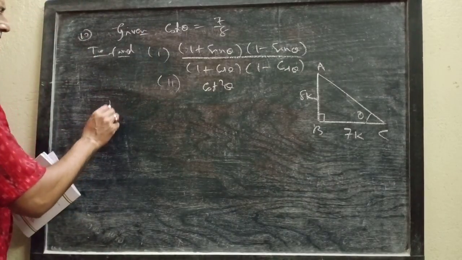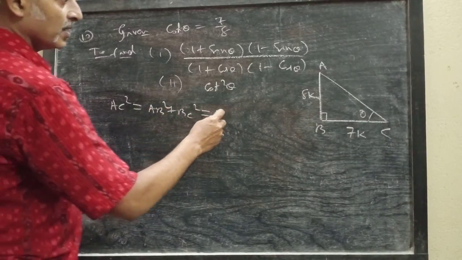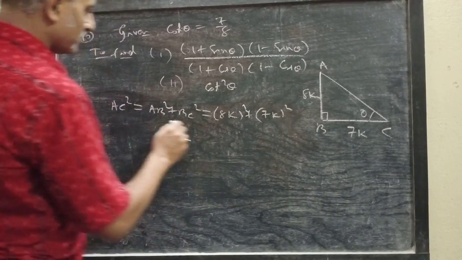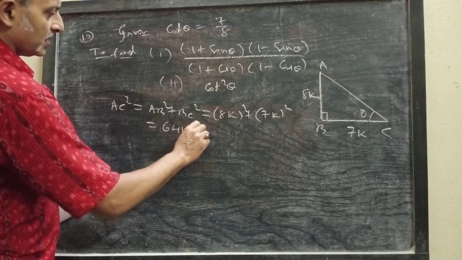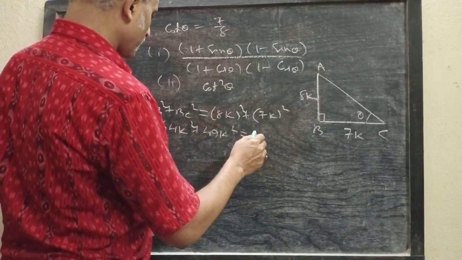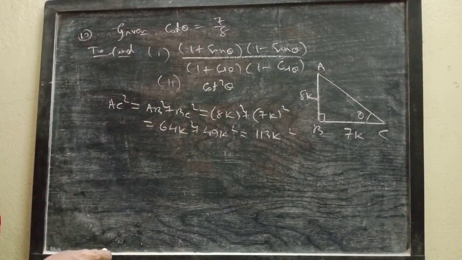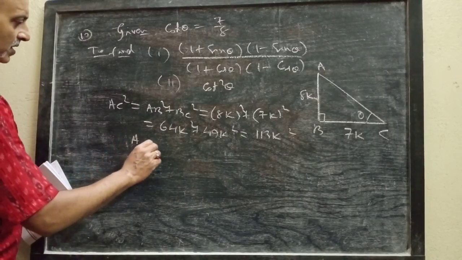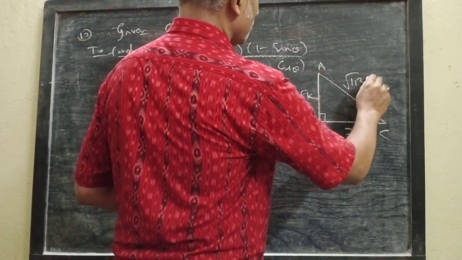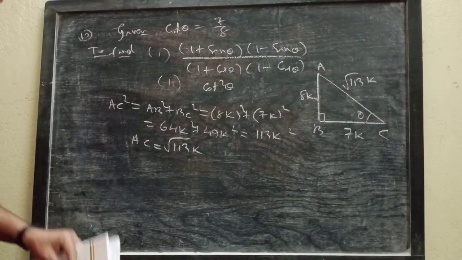From triangle ABC, we have by Pythagoras theorem AC square equals AB square plus BC square. AB square means 8K whole square, BC square means 7K whole square. This is 64K square, this is 49K square, 49 plus 64 is 113K square. This is AC square. So your AC will be root over 113K. I am writing this here, root over 113K. This is AC.